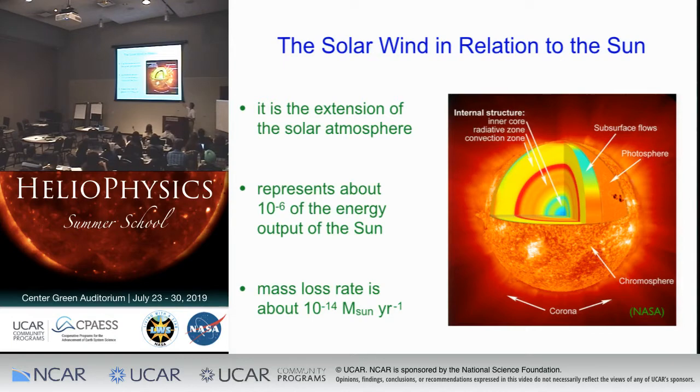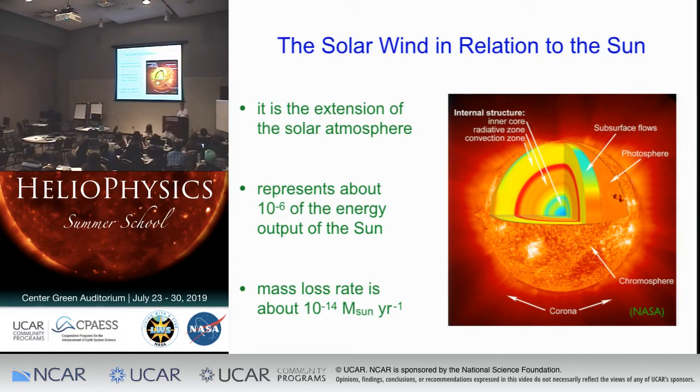Then you have the solar atmosphere. The chromosphere is the first layer, a narrow layer above the photosphere, just a few thousand kilometers thick. The solar radius is about 700,000 kilometers. Above the chromosphere, you have the corona, which extends out a few solar radii, and then outside of that, the solar wind.